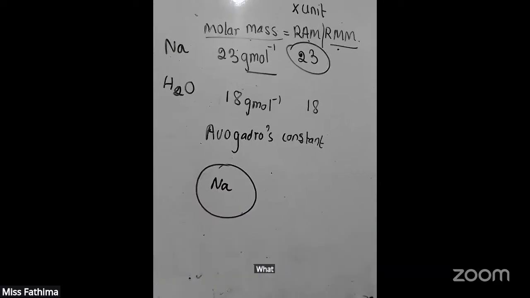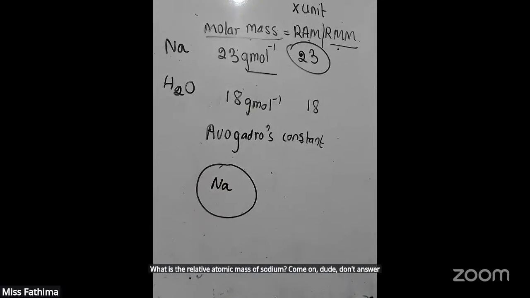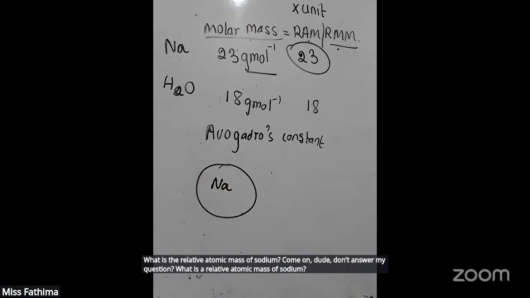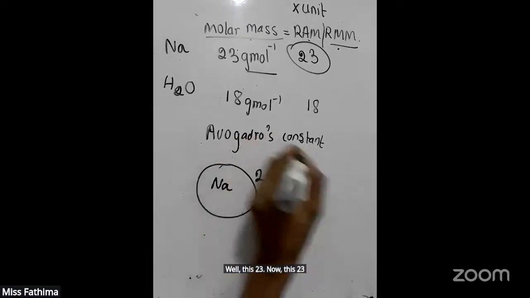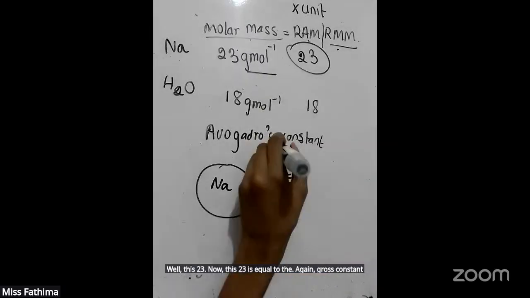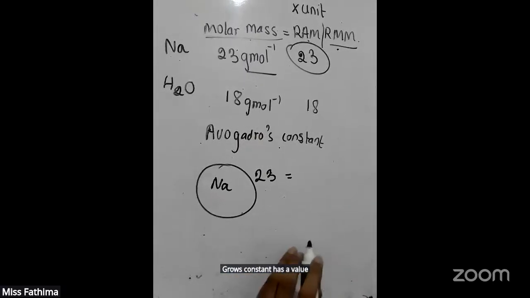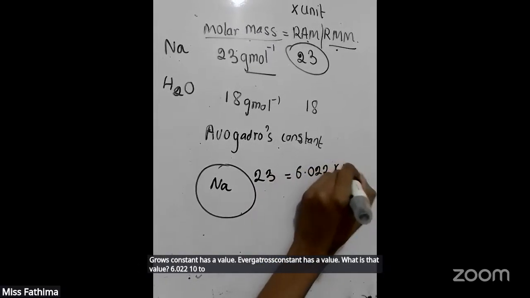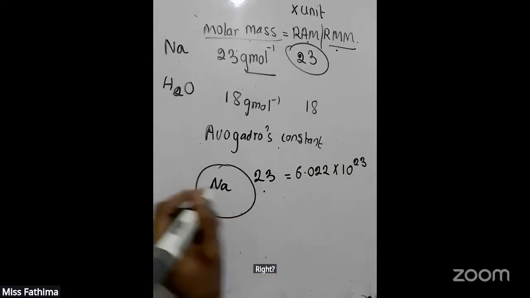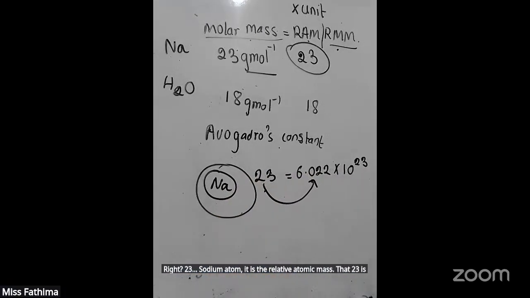What is the relative atomic mass of sodium? Come on, children, answer my question. 23. Very good. It is 23. Now, this 23 is equal to the Avogadro's constant. Avogadro's constant has a value. What is that value? 6.022 × 10 to the power 23. For sodium atom, the relative atomic mass 23 is equal to the Avogadro's constant. That is one idea you have to remember under Avogadro's constant.